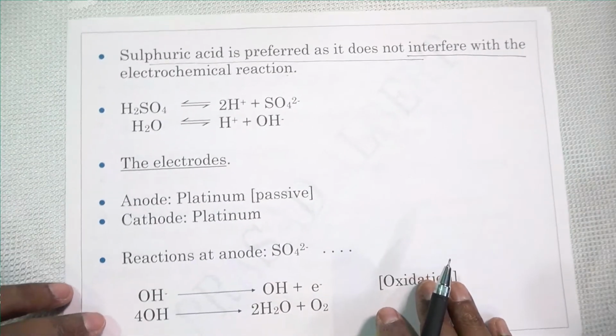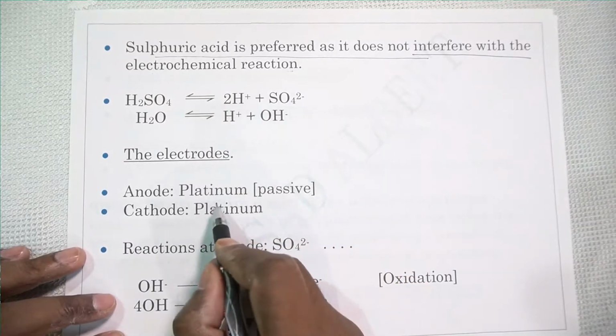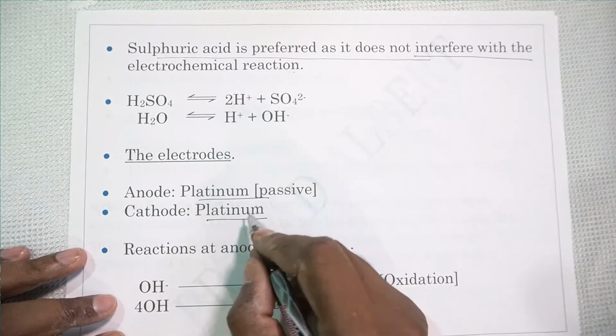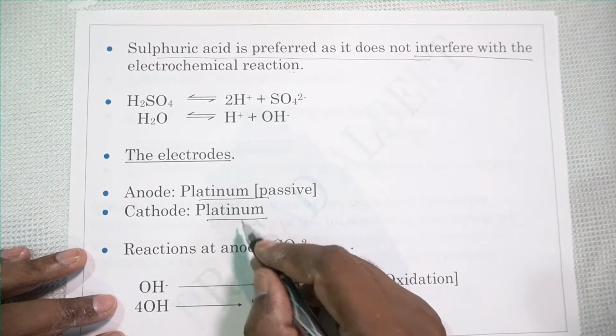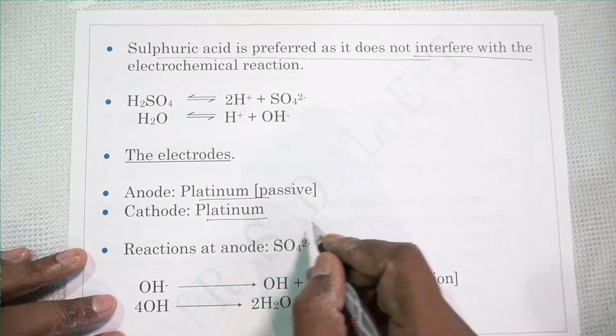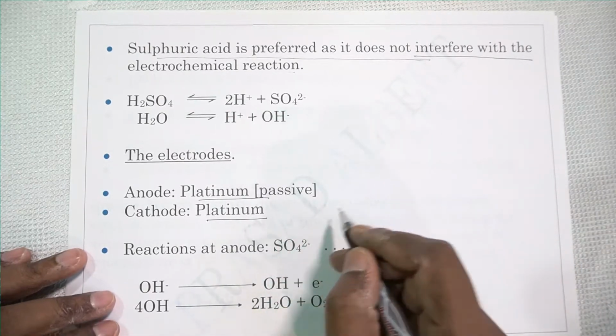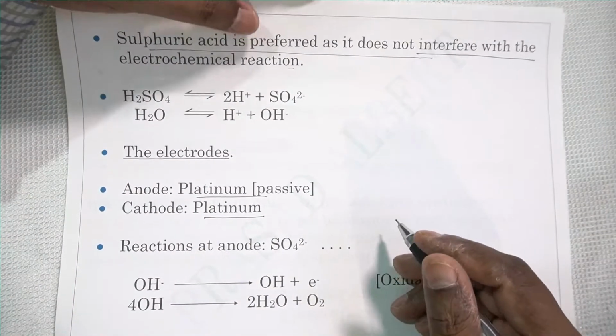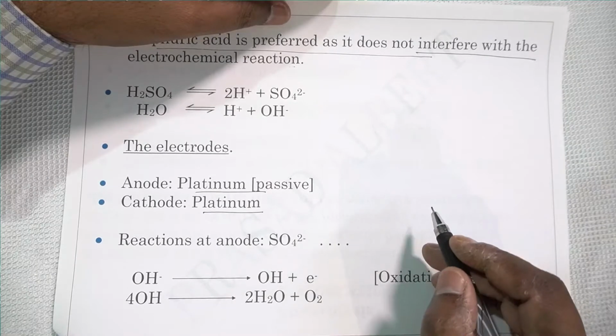Now the electrodes used for this process are platinum, a passive or inactive electrode, a noble metal, platinum in both anode and cathode, because the products are highly reactive. So to prevent that, we use platinum in this case, right? And also it is acidulated, so other metals may react. So these are the reasons why platinum is used.